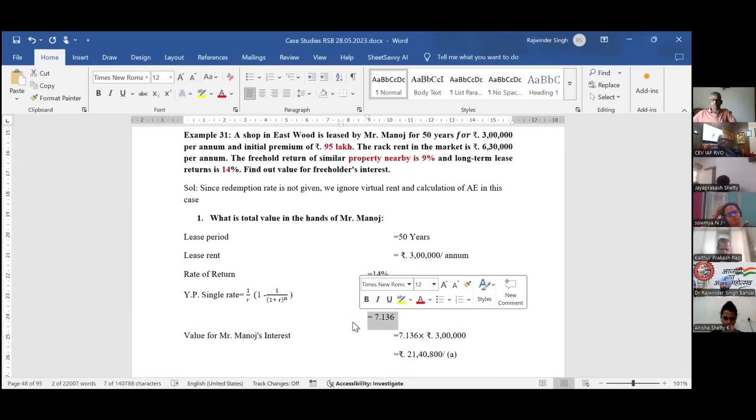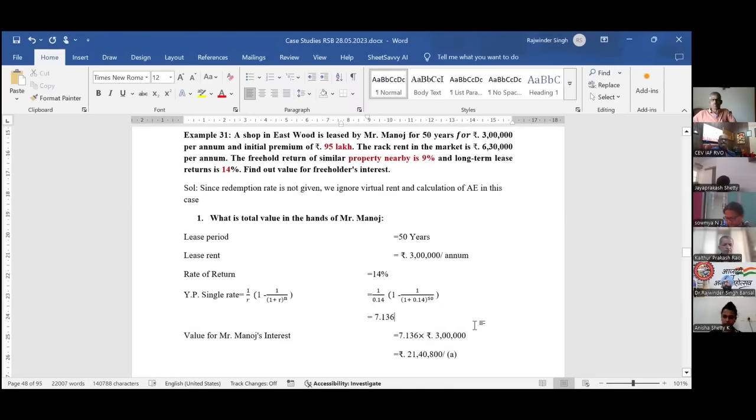So if it is 50 years, you can use either single rate or you can use YP perpetual. It will not make any difference. But if it is less than 50 years, you have to use YP single rate. Otherwise you need not use any YP. Simply go to Excel.